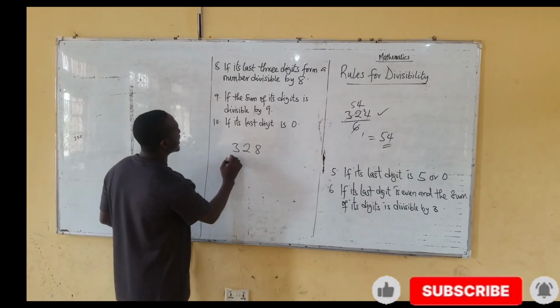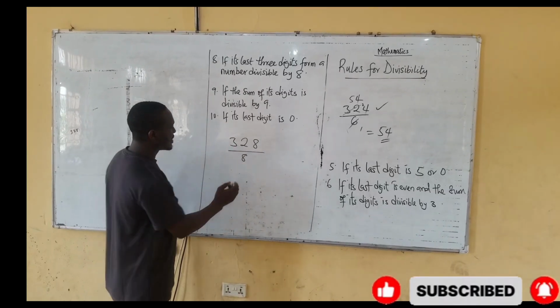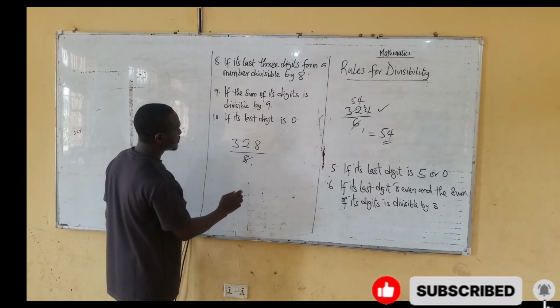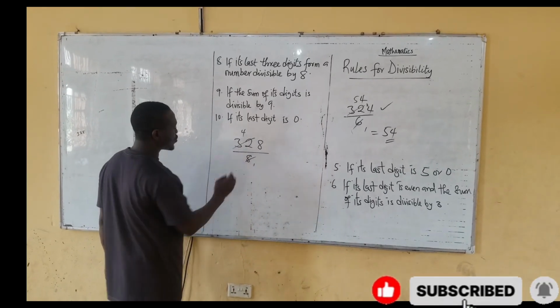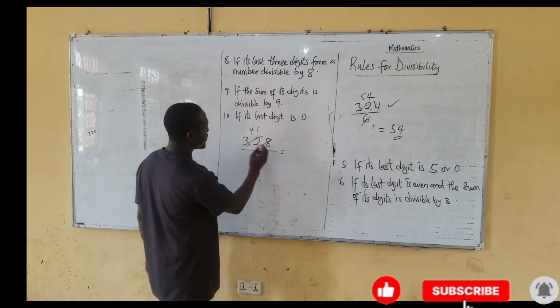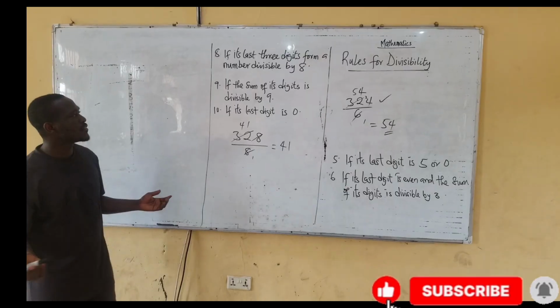So let's divide this by 8. 32 divided by 8. We are getting 4 here. 8 times 4 is 32. Then 8 here, 1. So I have this divided by 8, that's 41. Making my division very easy.